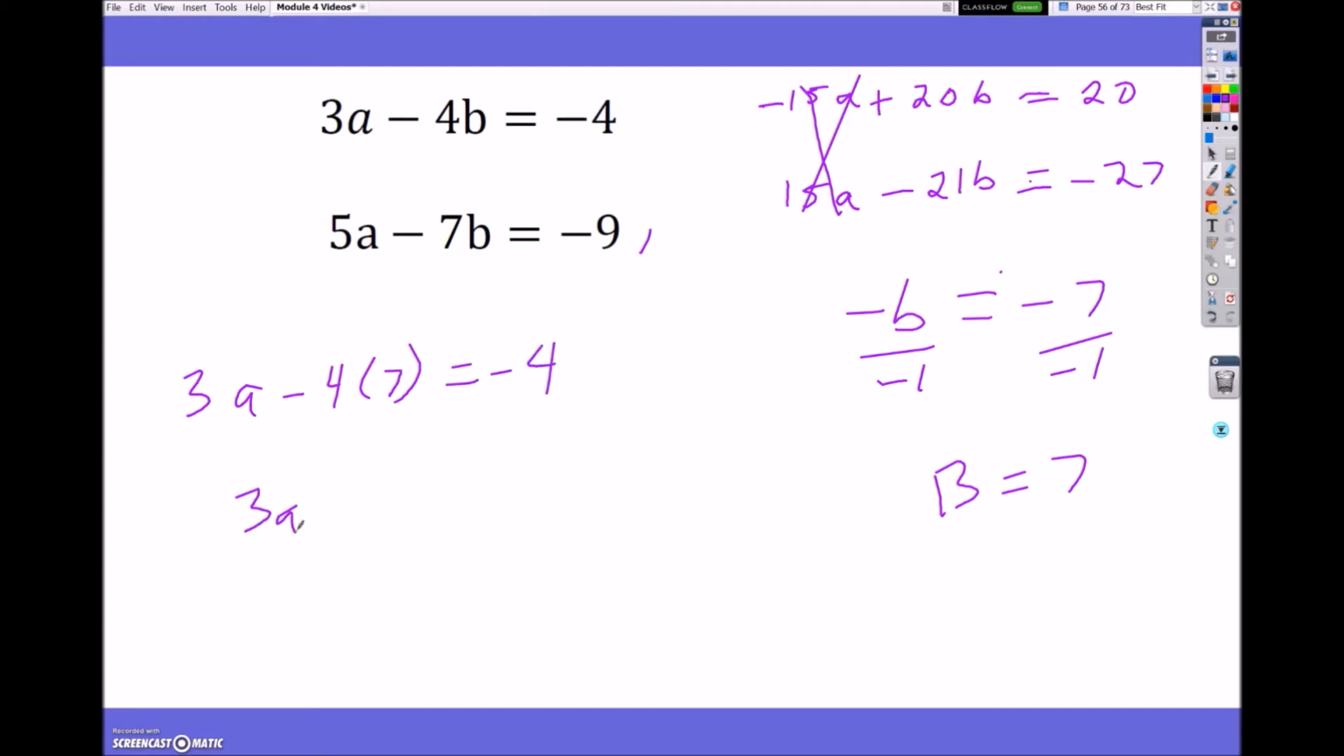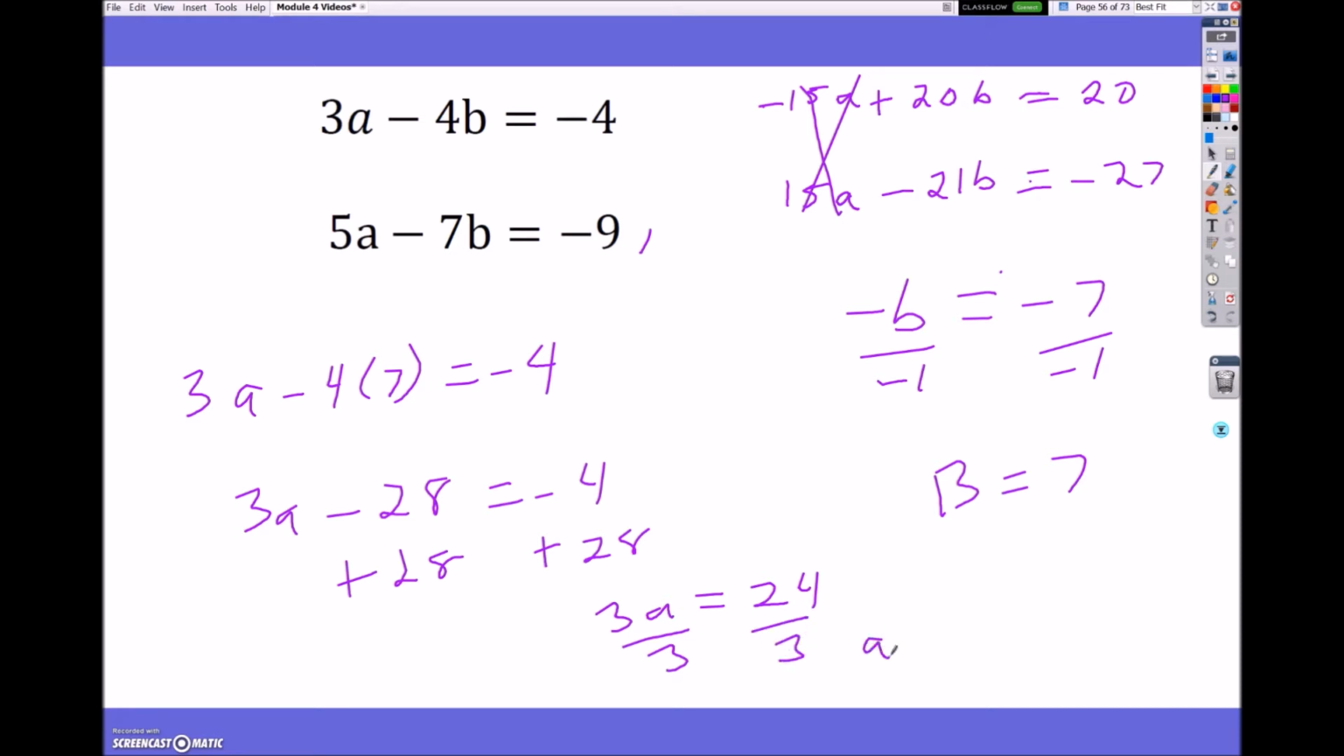This will give me 3a minus 28 is equal to -4. And when I add 28 on both sides, I'm going to have 3a is equal to 24, which means when I divide both sides by 3, I'm going to get a is equal to 8, which means the point where these two lines intersect will be (8, 7). And I know it's (8, 7) and not (7, 8) because it always goes in a, b, c order unless it gives you context for the problem.